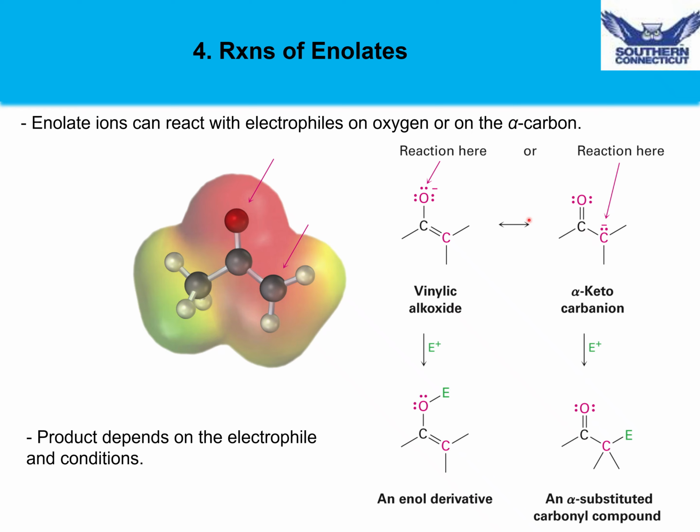Some electrophiles, I would say most electrophiles, generally add to the carbon of an enolate. So this alpha carbon in one of the resonance forms of the enolate has a negative charge. And so that carbon can react with an electrophile to attach at that position. This generally happens in alkylation reactions and halogenation reactions.